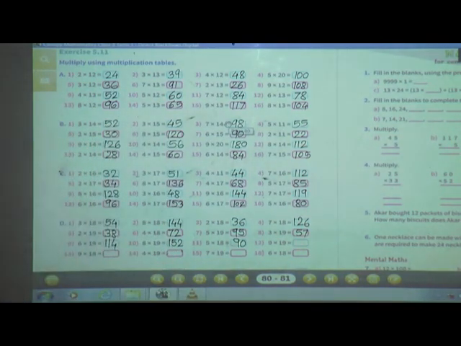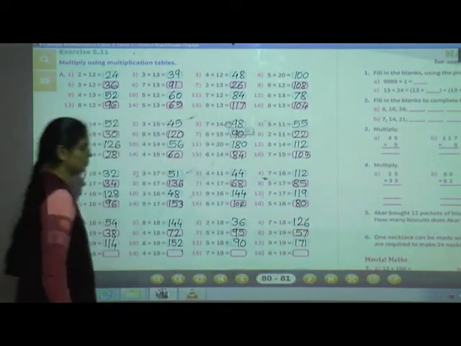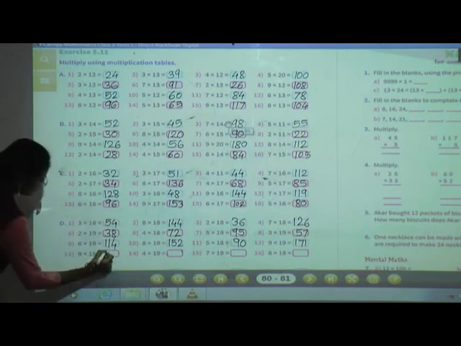Next, 9 into 19, now say the table of 19. 19 nines are 171. Okay. What is the next? 9 into 18. Now say the table of 18. 18 nines are 162.